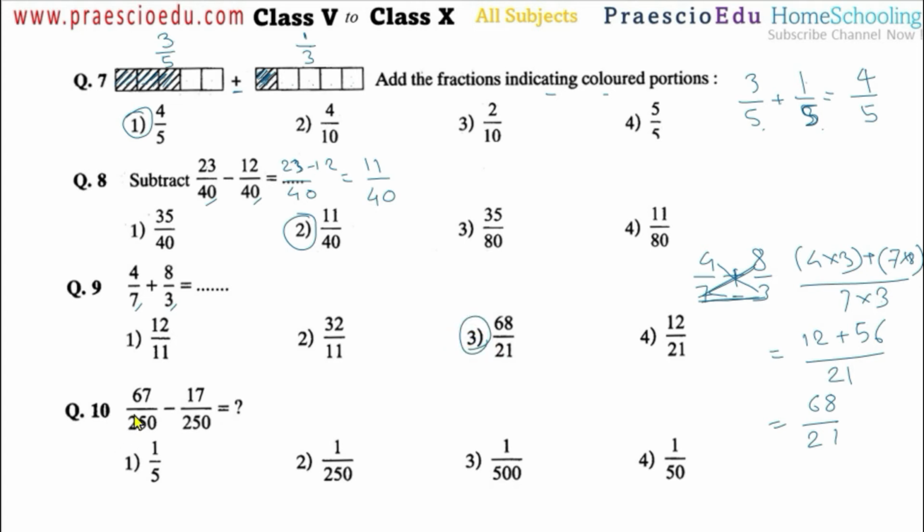Now question number 10, 67 divided by 250 minus 17 divided by 250. Both have the same denominator, so keep 250 as it is, then the numerators: 67 minus 17 means 50 divided by 250. Or we can reduce: this 0 is gone, 5 ones are 5 and 5 fives are 25. So this is 1 by 5. 1 by 5 means option number 1 is the correct one.